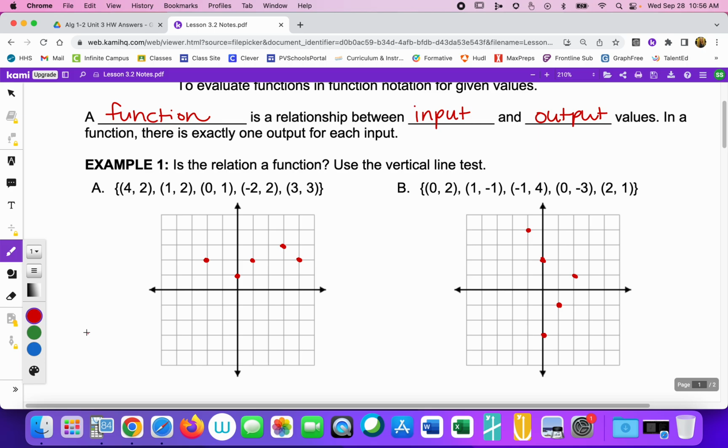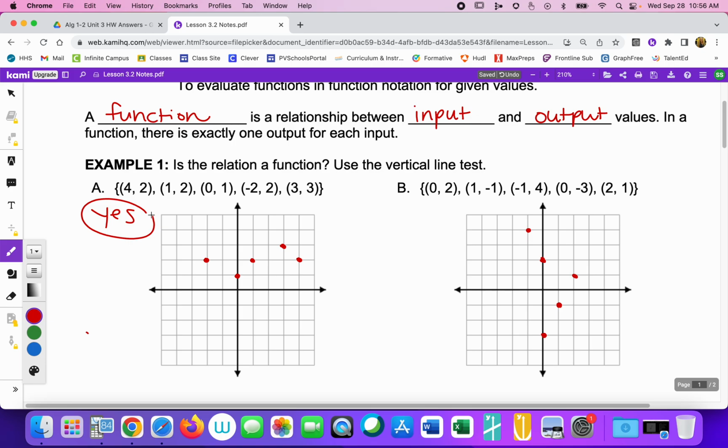So if I'm sliding this across, I hit 1 point here, 1 point here, 1 point here, 1 point here, 1 point here. Did I hit 2 at the same time? No. So that would imply this is a function. It passed the test. So if you're asked, is the relation a function, you would say yes, it's a function, if it says use the vertical line test.